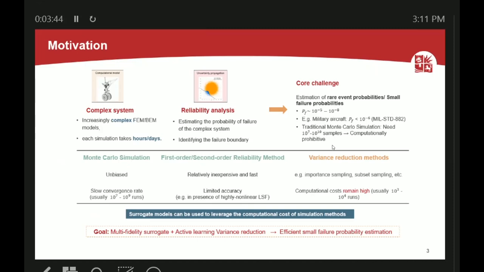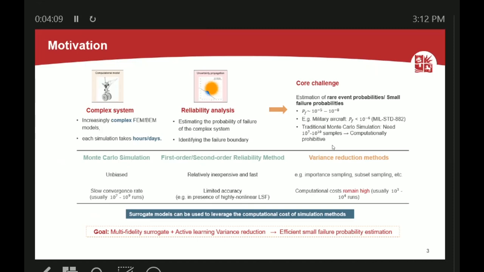So now in the 80s and 90s, many variance reduction methods were developed, importance sampling and subset sampling. They are still quite popular in use. So we now decrease the need of running FE to like thousands or 10,000 rounds, which is a big improvement compared to Monte Carlo, but still not very ideal.